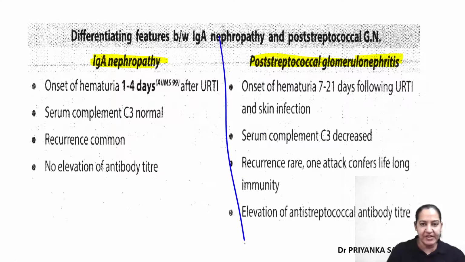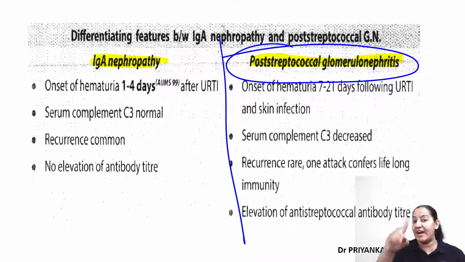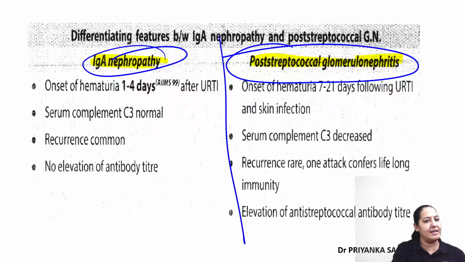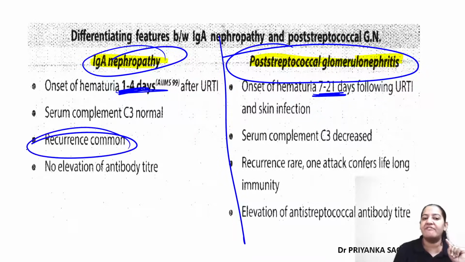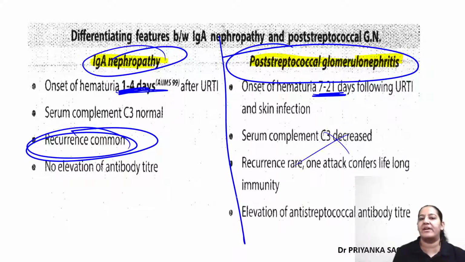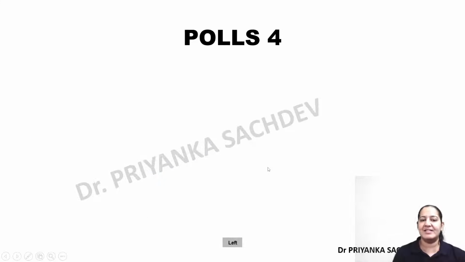So see the differences between post-streptococcal glomerulonephritis, the first one, and IgA nephropathy, the last one. Post-streptococcal occurs 7 to 21 days after the infection. This one occurs 1 to 4 days after the infection. Here recurrences are very common, whereas there recurrences are rare. So these are the differences between them.